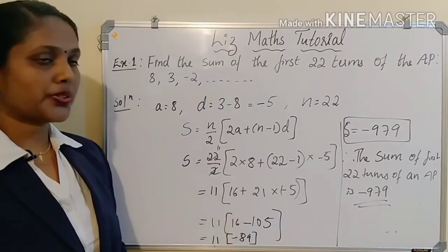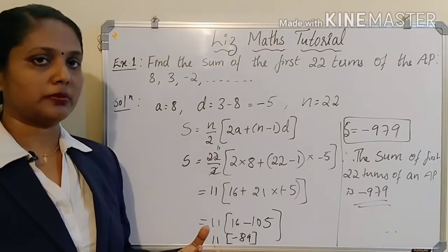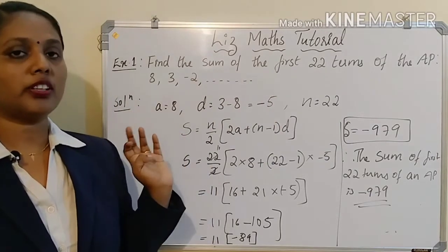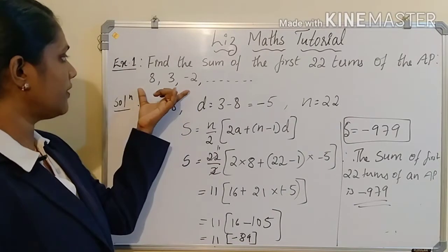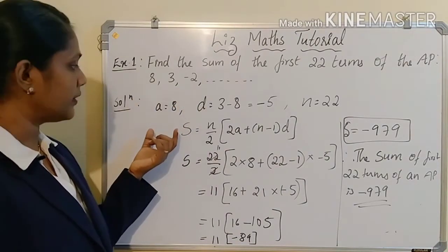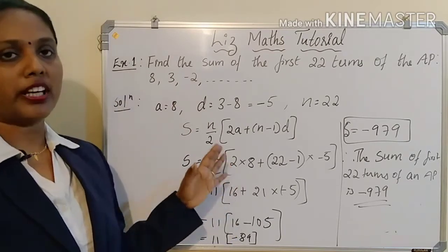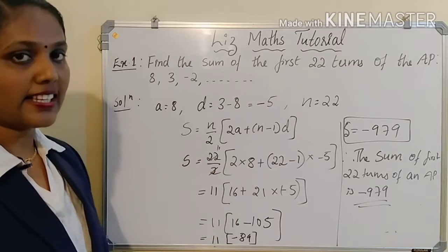I hope you understood. Now here, nothing is there to find the sum of the first 22 terms. So here n is 22. If they ask you to write the sum of the first 50 terms, then n is equal to 50. And what is given here? You have to find out A and D here. Then you have to go for subtracting using this formula. I hope you understood. Now move on to the second example.